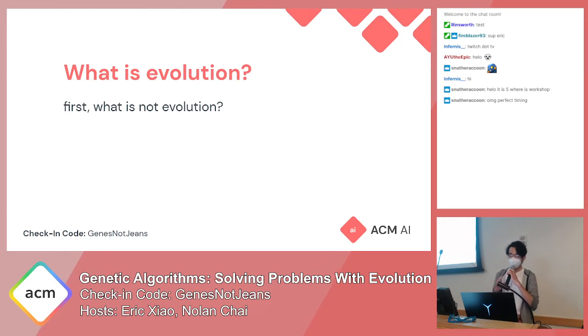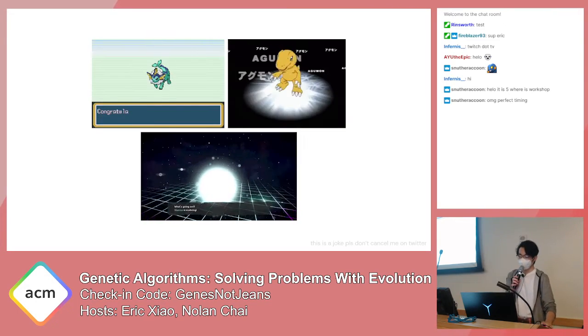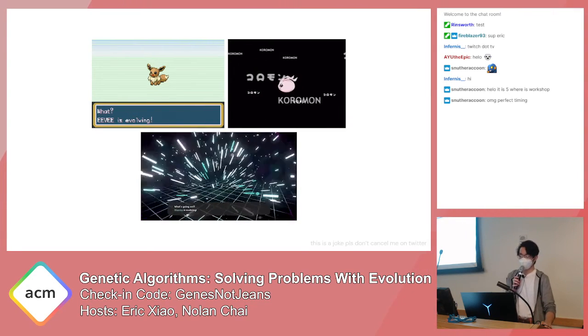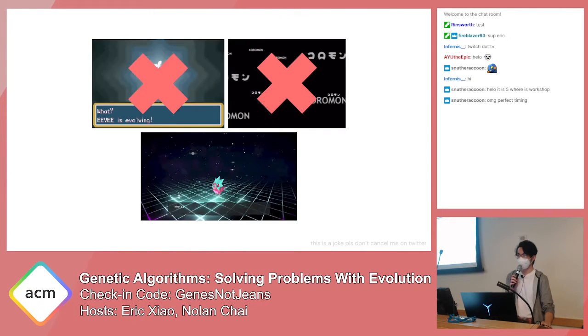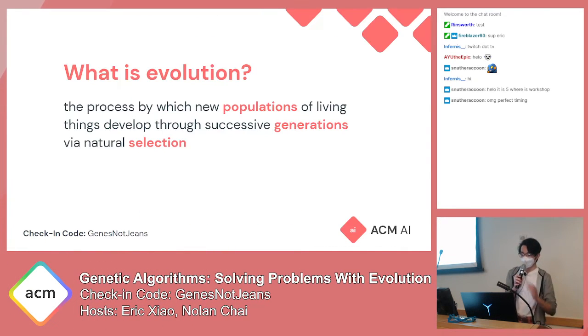So before we can even talk about evolution, we have to clear something up. What is not evolution? Contrary to game logic, evolution isn't spontaneous like you've been led to believe from games like Pokemon, Pokemon Ripoff 1, and Pokemon Ripoff 2. In reality, biological evolution is the process by which new populations of living things develop through successive generations via natural selection.